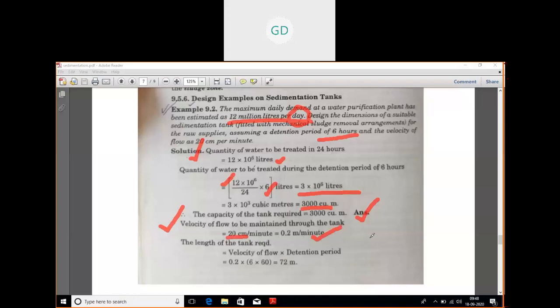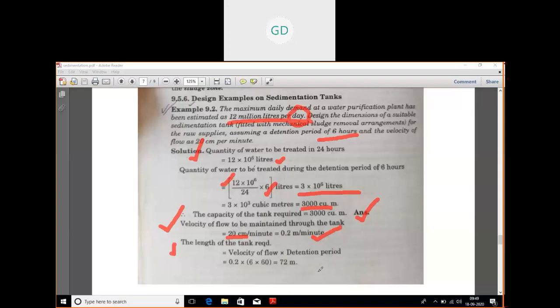Now it is given to you to find out the dimensions. What are dimensions? Length into breadth into height, that is depth. So you need to find the length, width and the depth of the tank. We have got the capacity and now we need the dimensions. To find out the length of the tank, what is the formula? Velocity of flow into detention period. Try to remember this formula: the length of the tank is velocity into detention period.